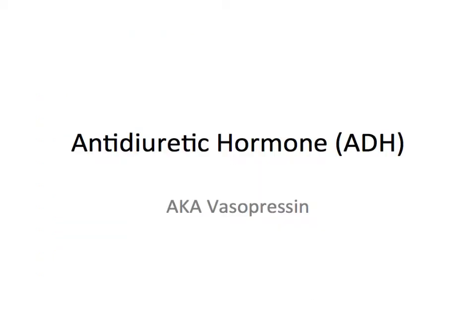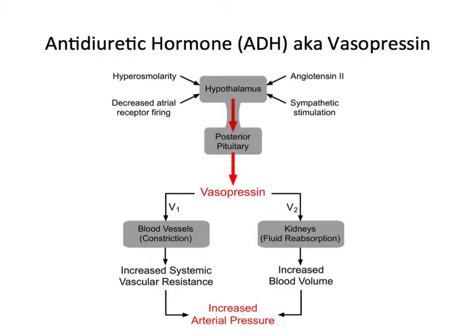Let's take a closer look at antidiuretic hormone. The release of antidiuretic hormone, or vasopressin, is stimulated by hyperosmolarity, decreased atrial receptor firing, angiotensin II, or sympathetic stimulation. Vasopressin then targets either V1 receptors in the blood vessels, resulting in vasoconstriction and increased systemic vascular resistance, or V2 receptors in the kidneys, resulting in increased fluid reabsorption and increased blood volume. Both of these together result in increased atrial pressure.